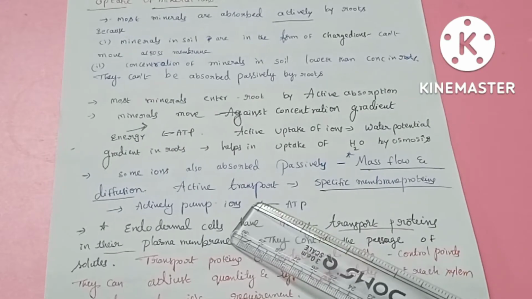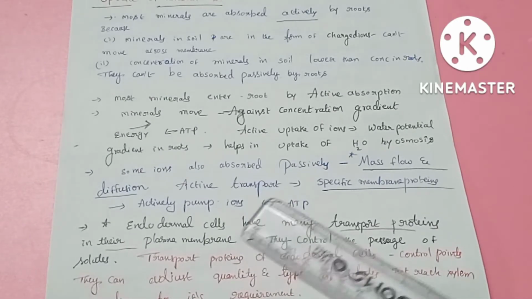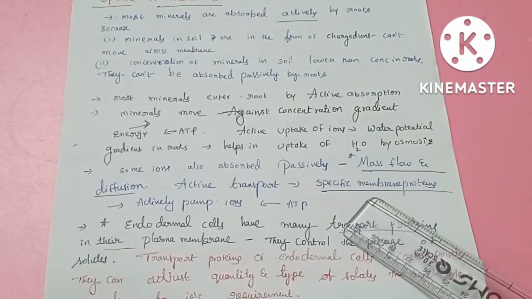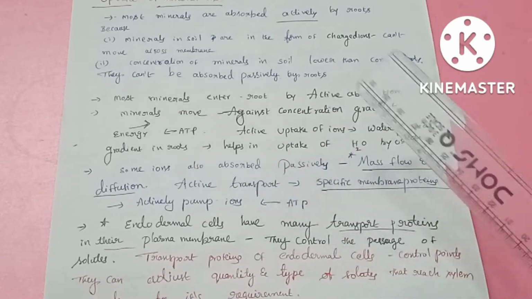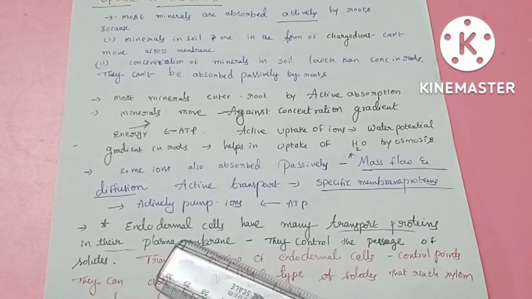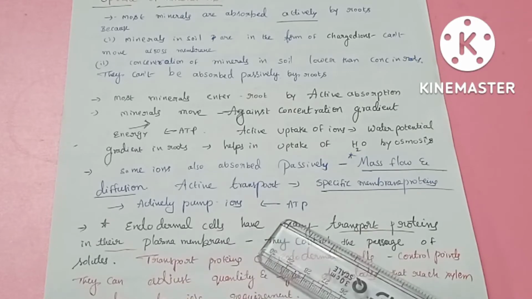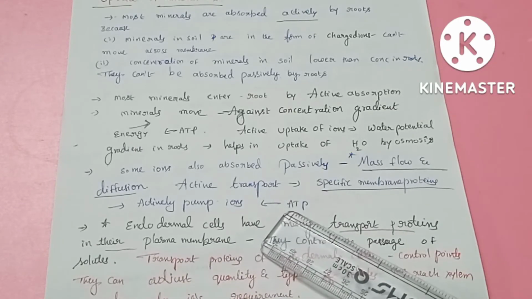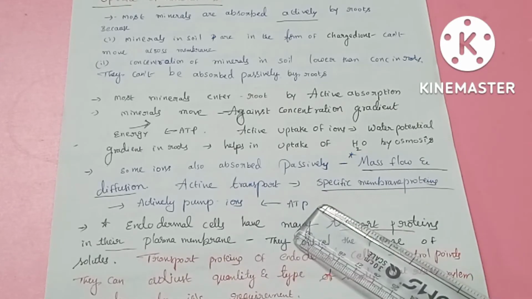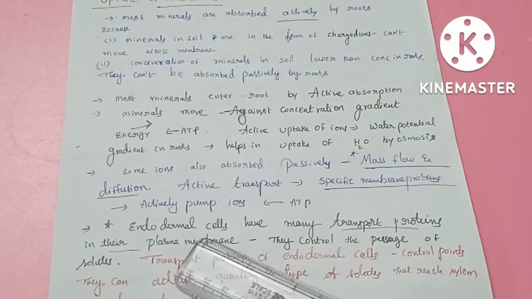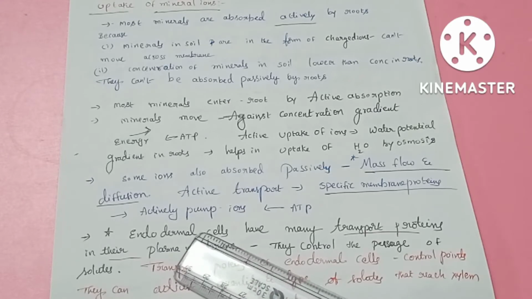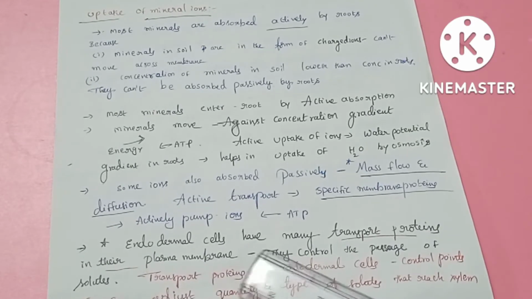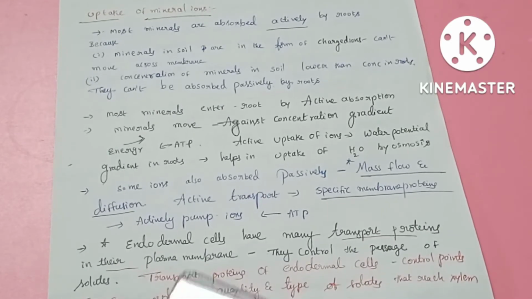For active transport, we know that some specific membrane proteins are required for the active absorption of the minerals, and those pumps actively pump the ions into the cytoplasm of the epidermal cells by using ATP. And if you see in the endodermal cells, after reaching the endodermis, many transport proteins are present.